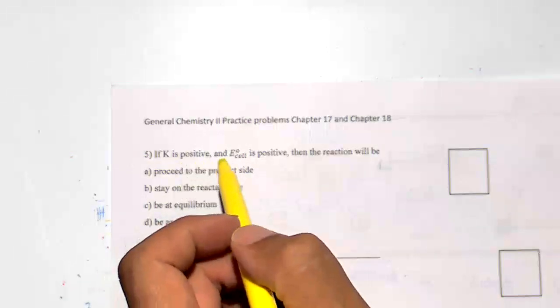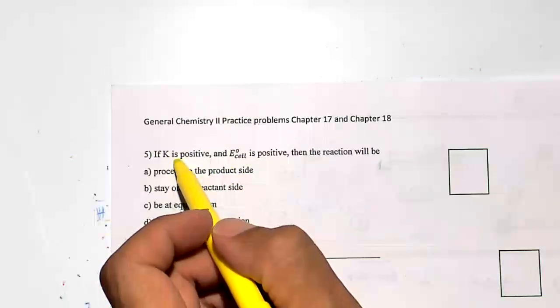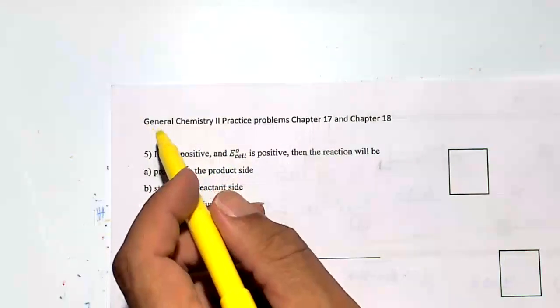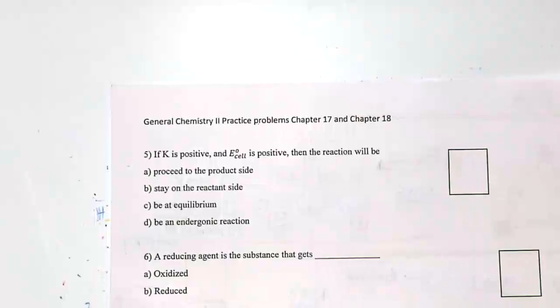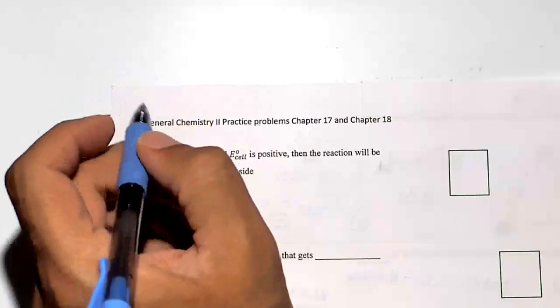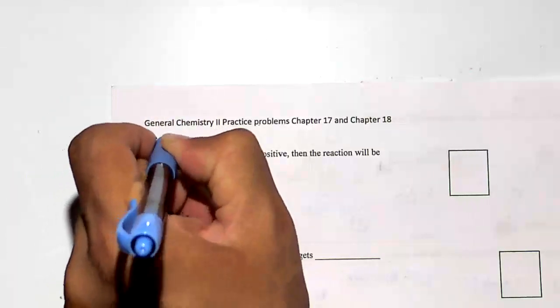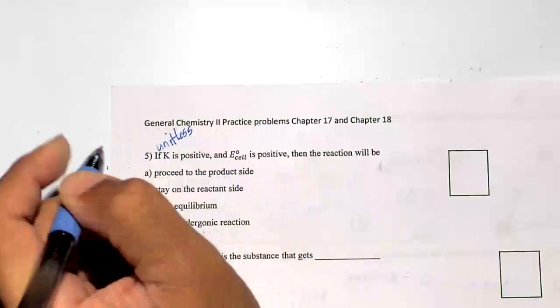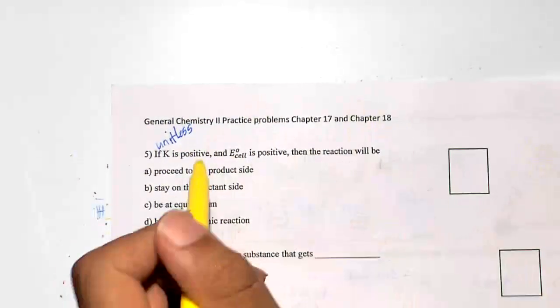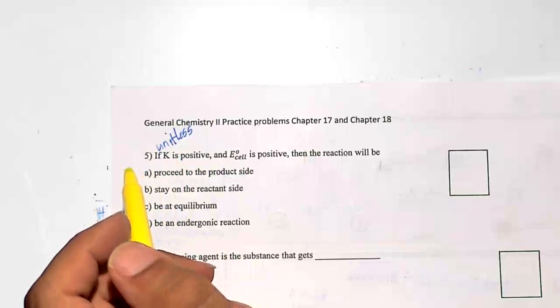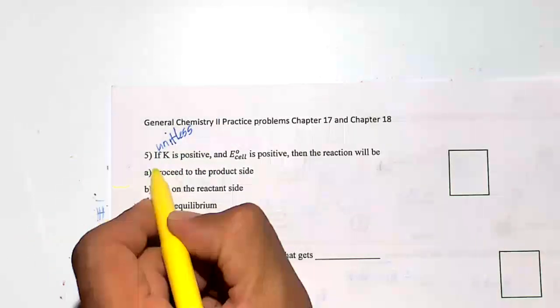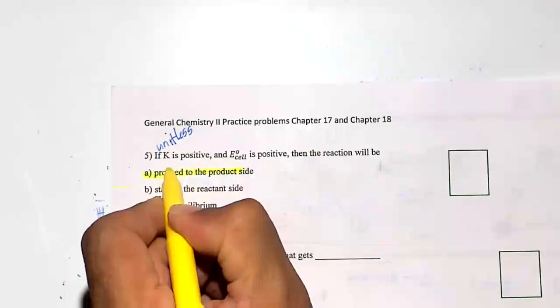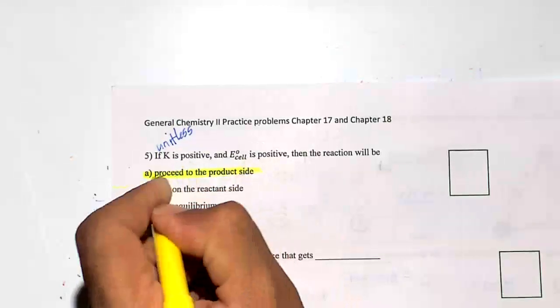All right, here we go. If K is positive, this is called the equilibrium constant. We do not put solids, we do not put liquids in here. And a lot of people miss this on the exam. This is unitless. If E cell is positive, then the reaction will proceed to the positive side, or to the product side.